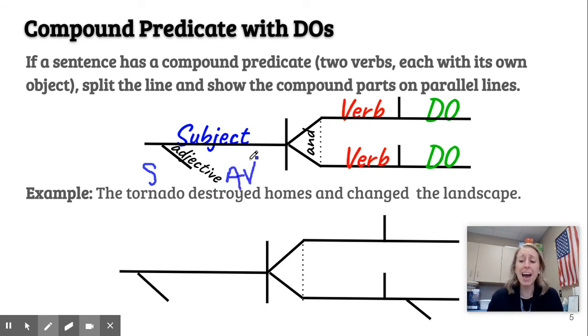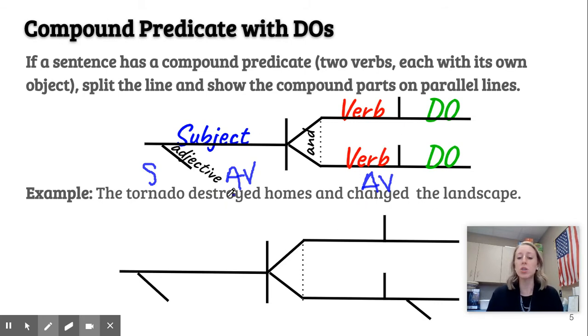But we have another verb here. So be careful, because the tornado destroyed, but it also did something else. It changed. And changed is also an action verb. So we want to make sure that we label that action verb changed as well.